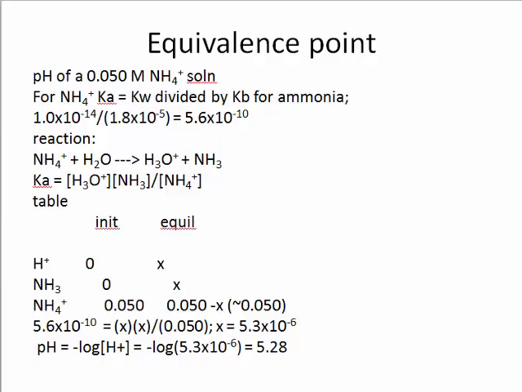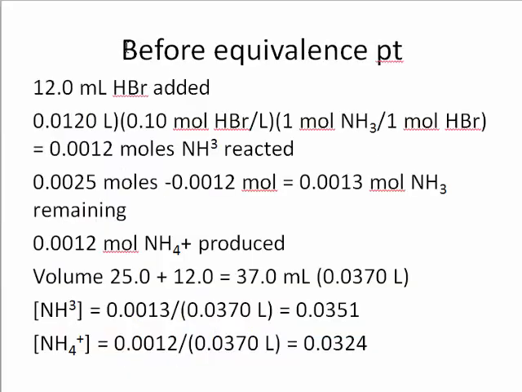Now let's go back and consider things before the equivalence point. Alright, now that we know where the equivalence point is, we just pick some point before it when only 12 milliliters of hydrobromic acid have been added, for example. We can take molarity times volume of the hydrobromic acid, convert to moles of ammonia formally, 1:1 mole ratio, find that 0.0012 moles of ammonia have reacted at this point.